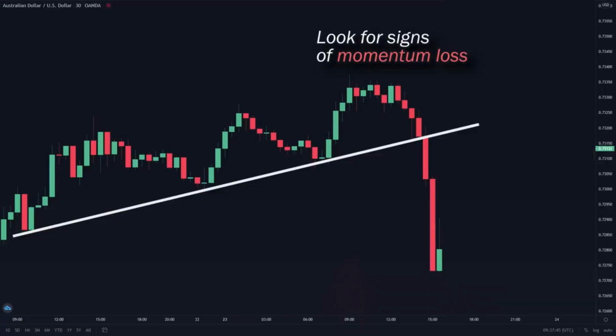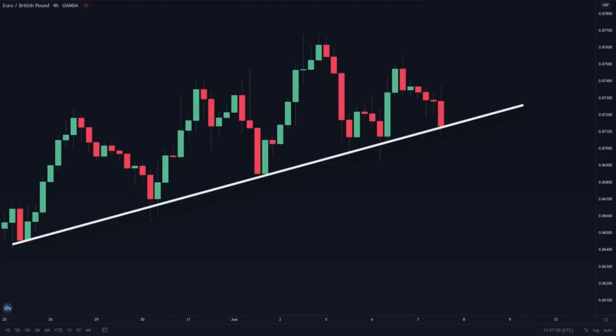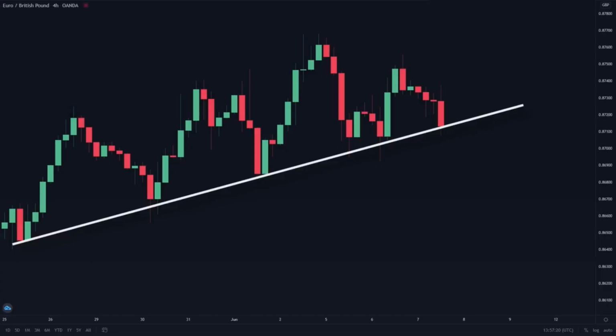Let me give you an example. In this chart, we can see that the price is on an uptrend, and so we draw our trend line here. Now, you can see that the price was making higher highs. However, when we looked at the latest price action, the price suddenly made a lower high instead. What this means is that buyers failed to push the price higher, which is a sign of momentum loss. Then, we saw that the price broke out of the trend line, which further confirms the trend change. So this is a good opportunity to take a sell position.